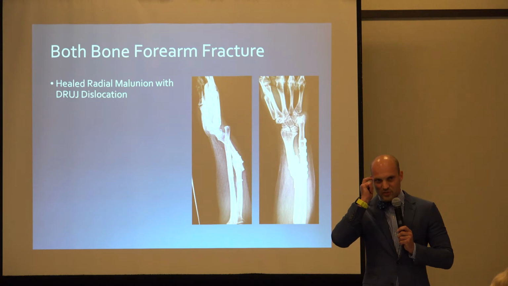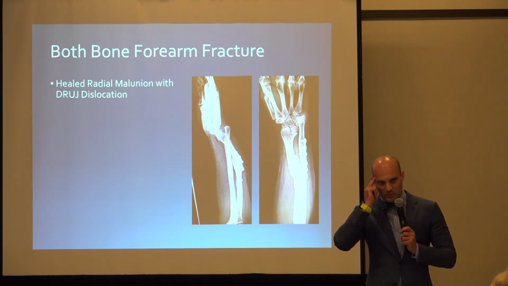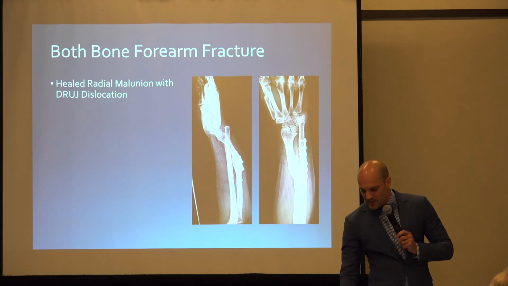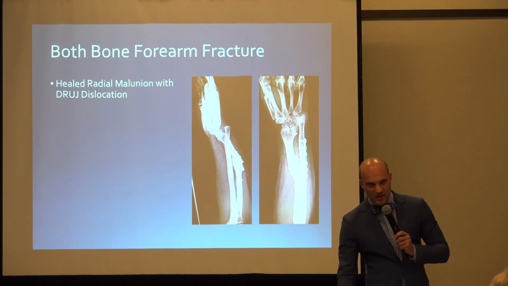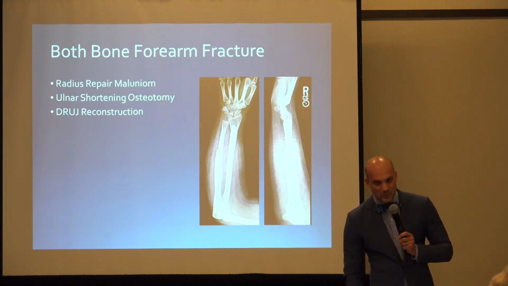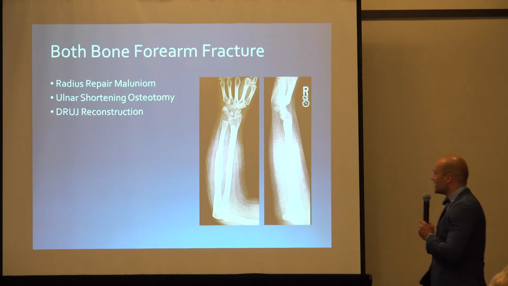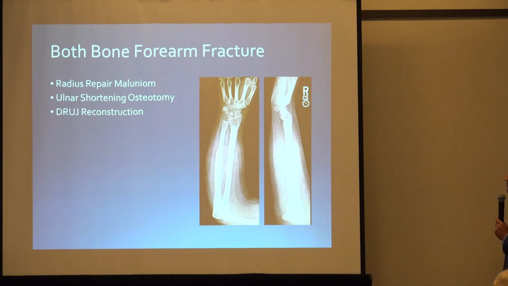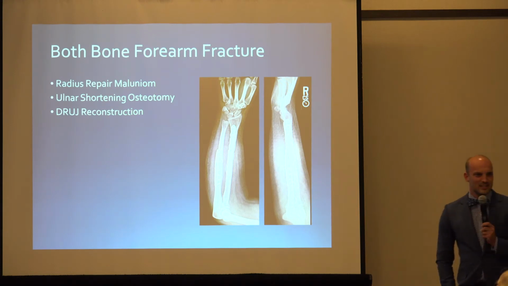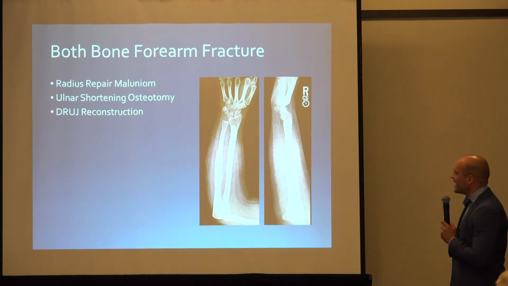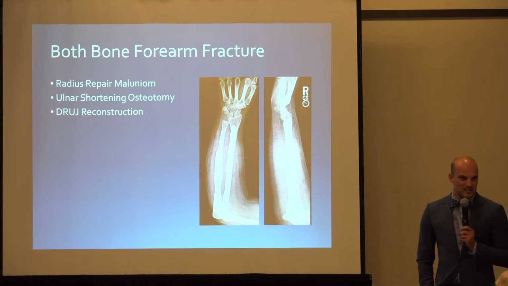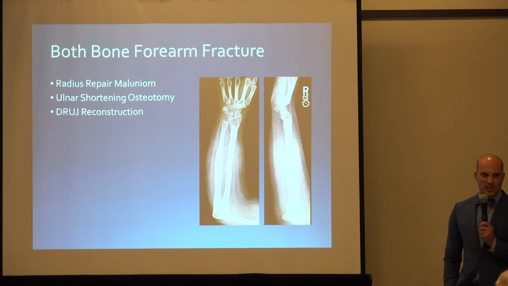You have someone with a dislocated DRUJ, you have a malunion of a radius with multiple shortening. So basically what we did for this is we had to reconstruct her entire arm, which we actually did outpatient as well, surprisingly. But basically we had to shorten her ulnar bone probably about, I don't remember, it was like 3 centimeters maybe, and then reconstruct her radius, put it out to length, and then do a DRUJ reconstruction.